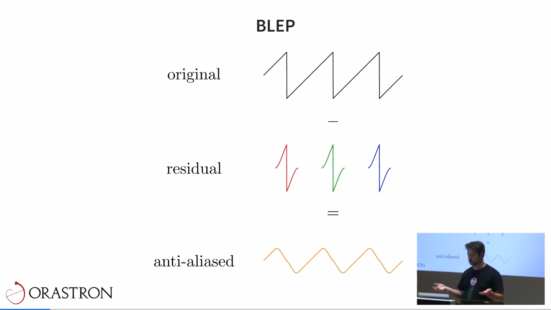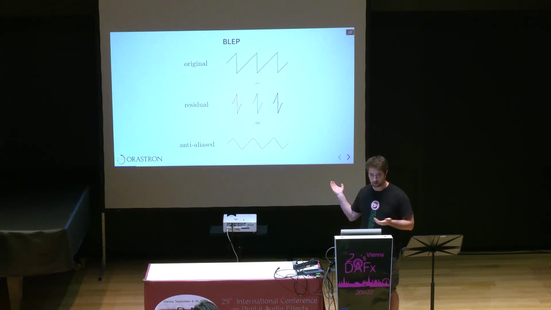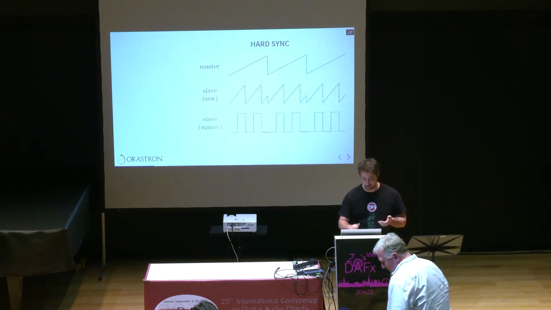So we know one technique to reduce the aliasing from such a waveform in the digital domain consists in subtracting some so-called residual functions at each discontinuity. This technique is known as BLEP, which means band-limited step, and indeed you do that and you get an anti-aliased version of your sawtooth signal.